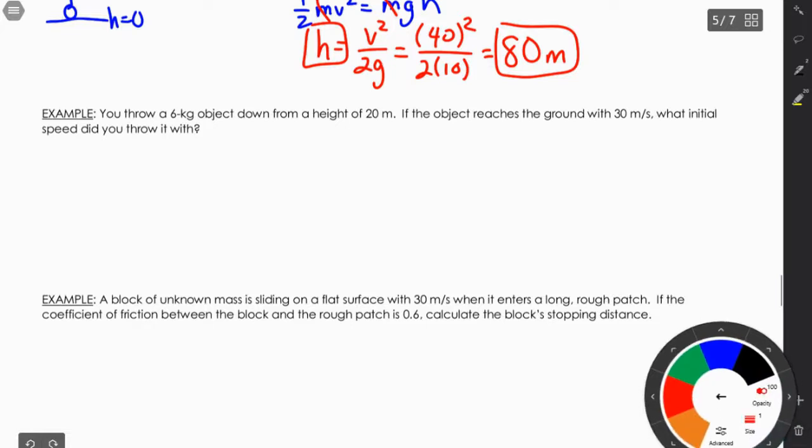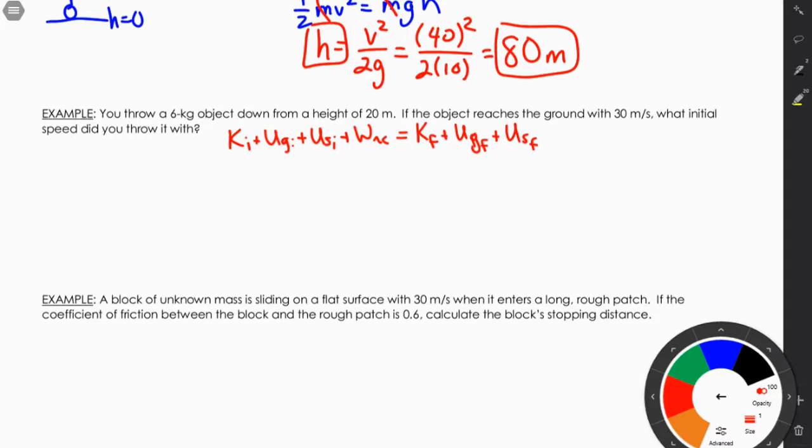We're going to write down our conservation of energy, so Ki plus UGi plus USi plus work done by non-conservative forces equals Kf plus UGf plus USf. Okay, and whatever we don't have, we're going to cross out.